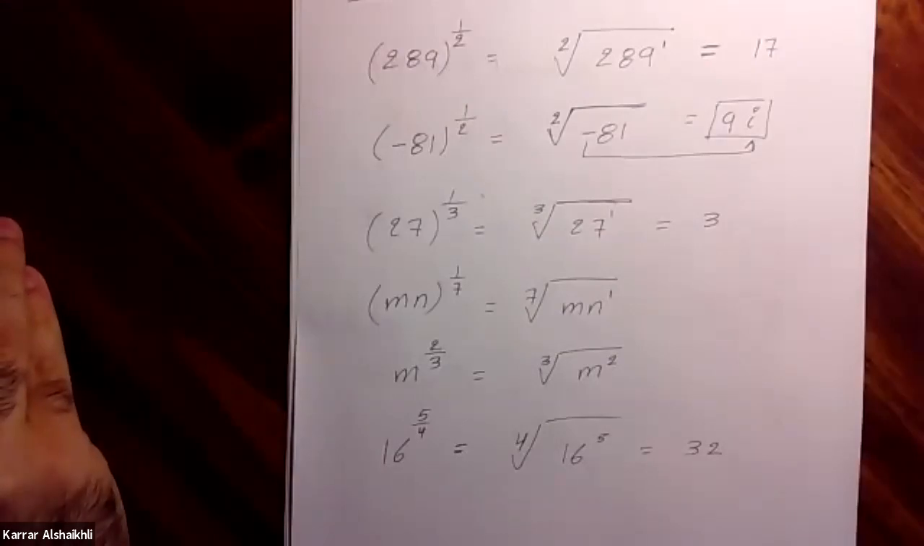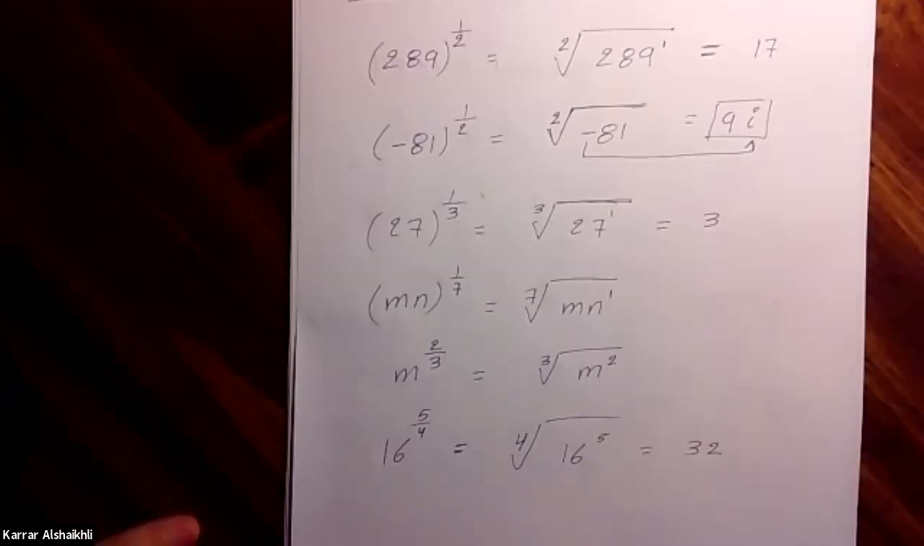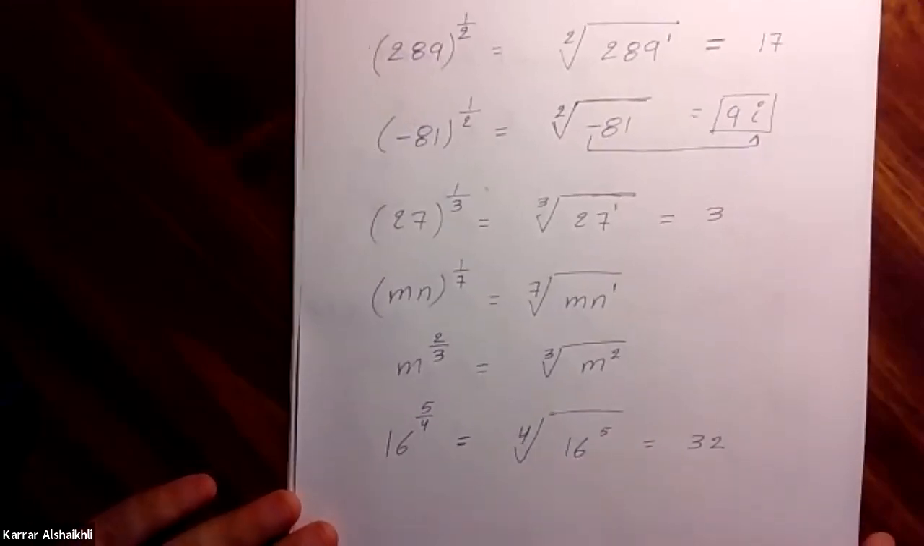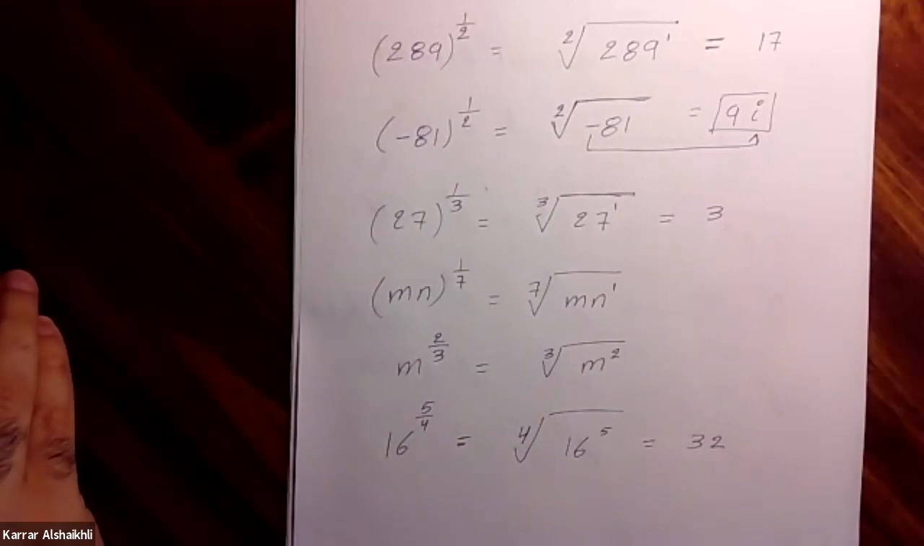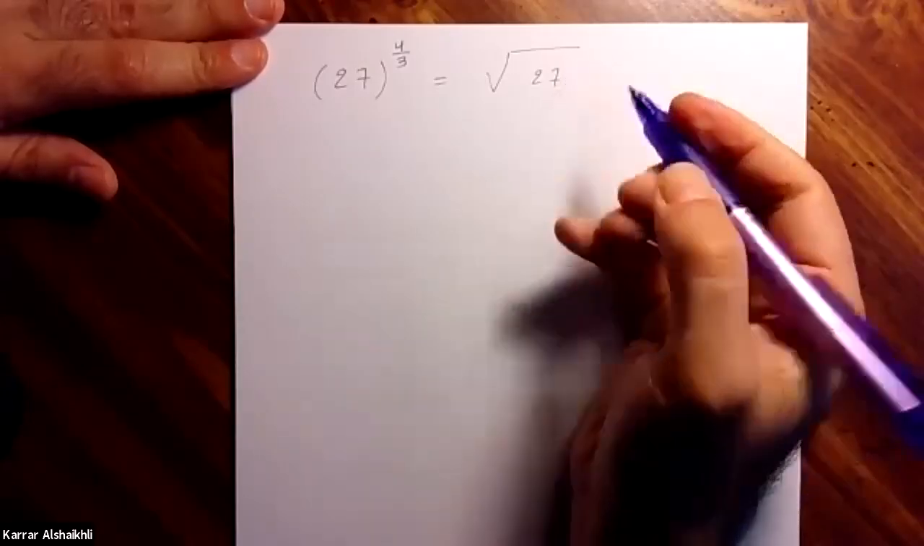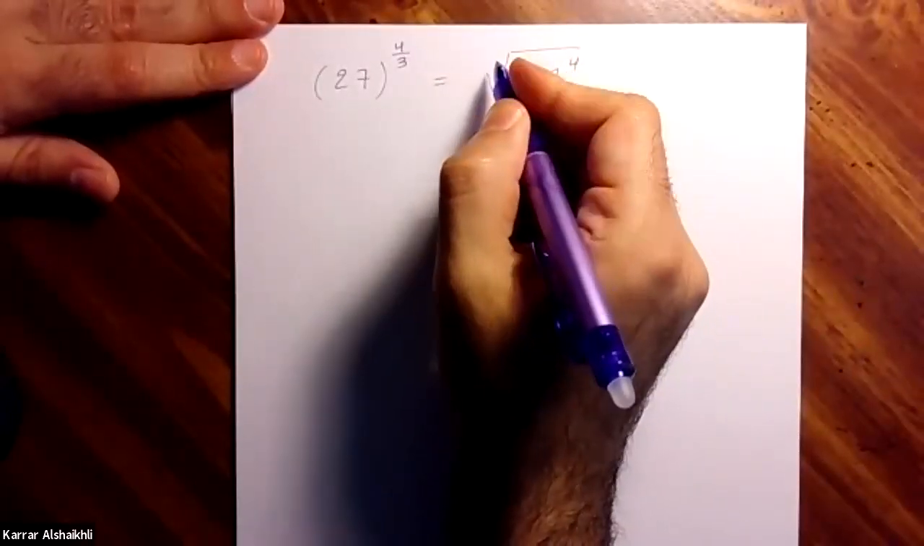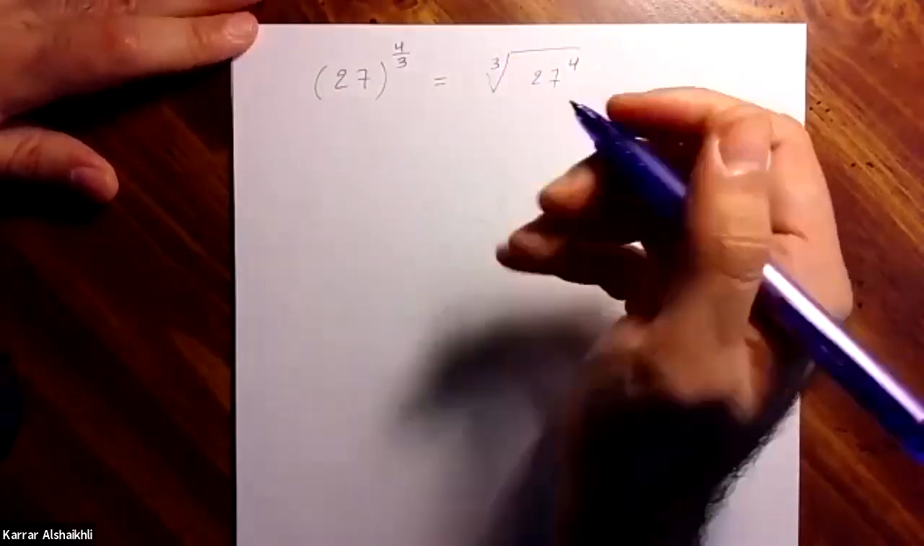Let's do another example. 27. Write down these. Before, I need to use another page. Here. 4. And here. 3. Now go ahead, simplify it.